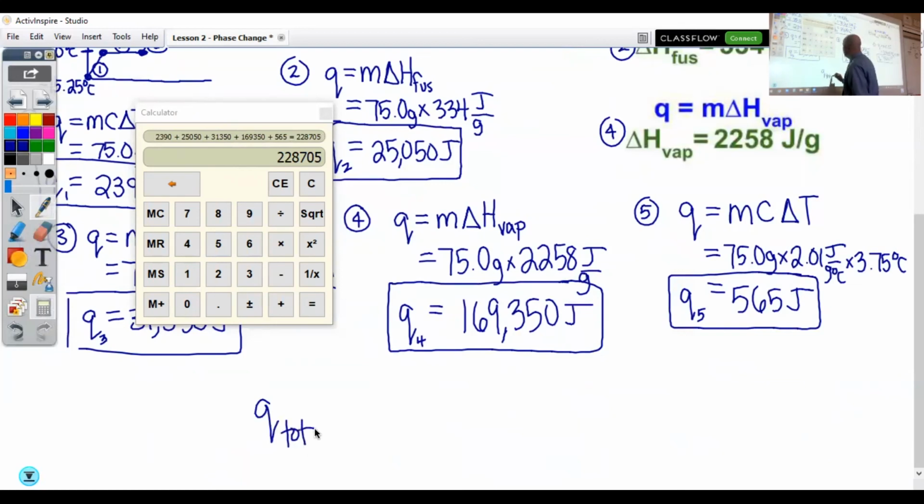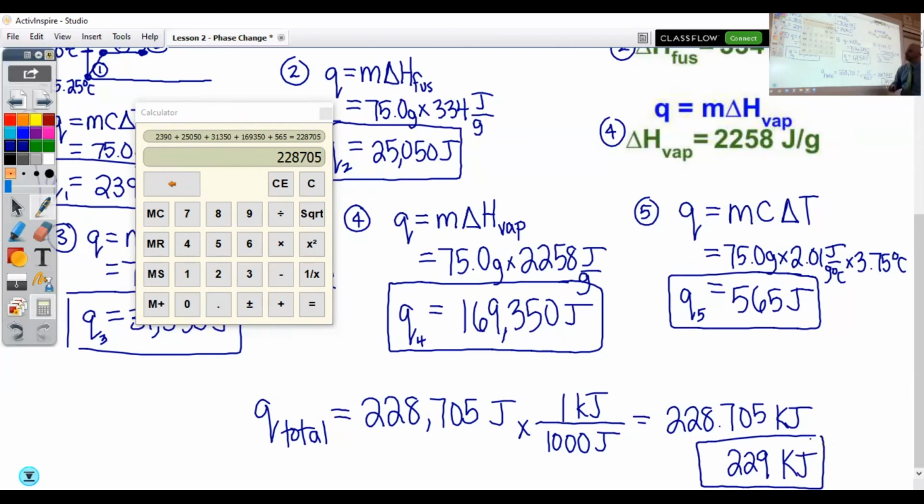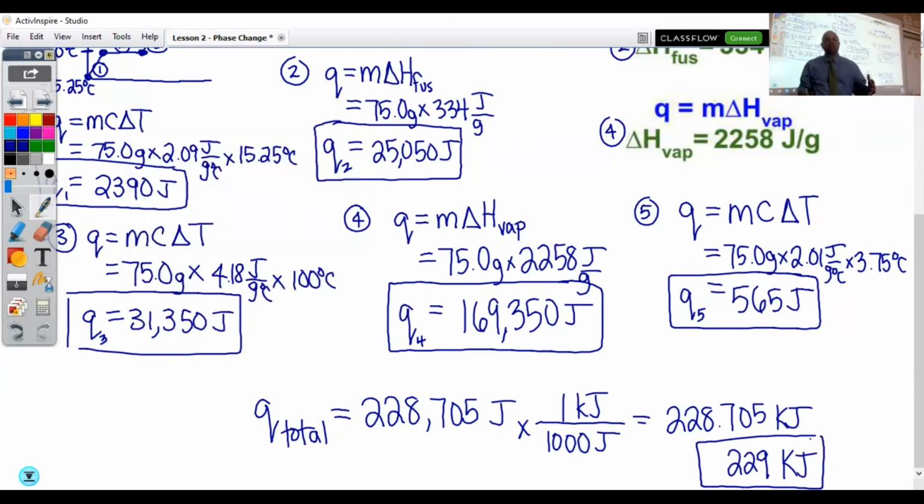So Q total equals 228,705 joules. Now, this problem specifically asks for an answer in kilojoules. So even now, we have to do one final step and just divide. So there are 1,000 joules in 1 kilojoule. So we're going to take this number, divide it by 1,000. So we're going to get 228.705 kilojoules, or we can round this to just 229 kilojoules. Seems like an awful lot of work to come up with such a simple answer of 229 kilojoules.